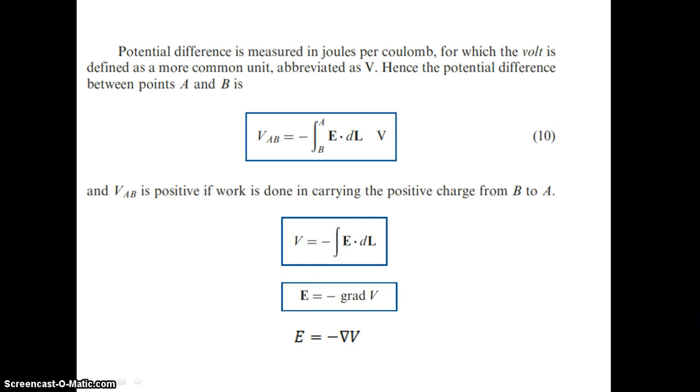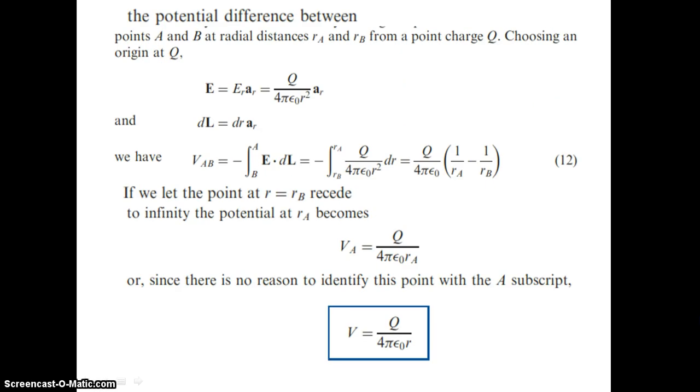So VAB equals minus the integral; if you are moving from point B to point A, then it is minus the integral from B to A of E dot dl, in volts. VAB is positive if work is done in carrying the positive charge from B to A. In general, V equals minus the integral of E dot dl. From this, E can be derived from V as E equal to minus the gradient of V, or E equal to minus del V. So the relations between V and E are V equal to minus integral E dot dl and E equal to minus del V.